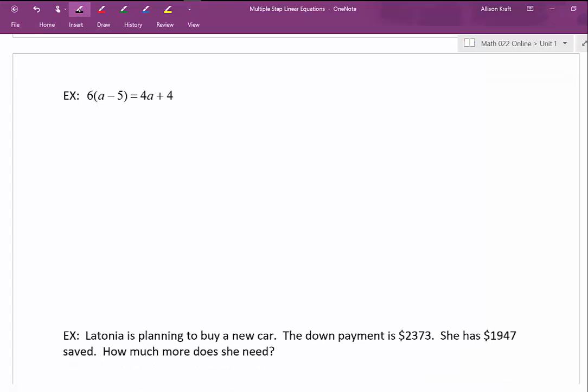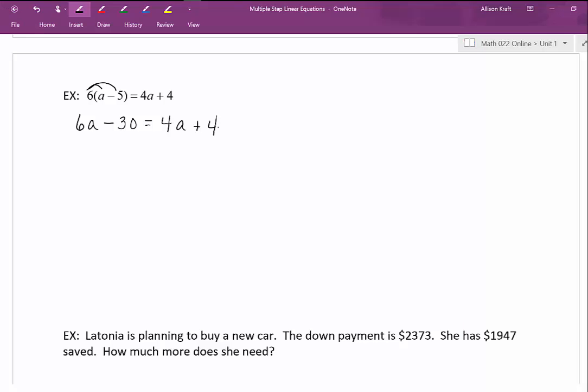In our next example, we'll start by distributing to eliminate the parentheses we have. 6 times a is 6a. 6 times negative 5 is a minus 30 equals 4a plus 4. We don't have any like terms to combine.